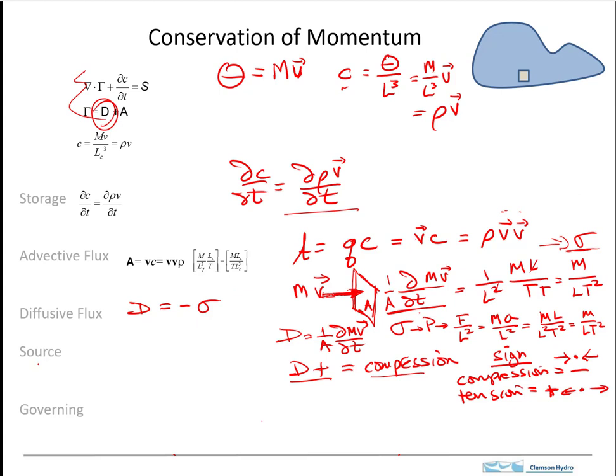Okay, now the next term is the source. This is going to be the source of momentum that occurs internally within the control volume. So to get a sense for how that could work, we have this dependent variable c, the momentum per unit volume, that's being produced within the control volume. So the rate at which it's being produced is the source. So we have this. And we can think about that like this.